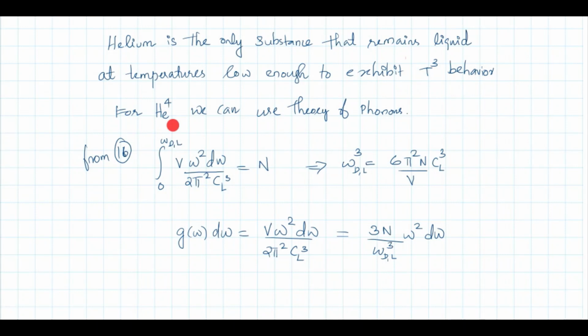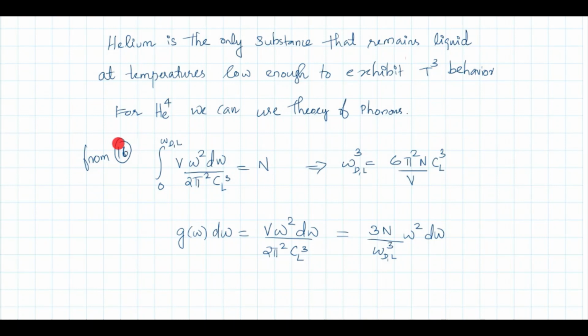And if you are considering He4, we can use the theory of phonons. Whereas if you are considering He3, that is a fermion, so we have to apply Fermi-Dirac statistics. But for He4, we can use the theory of phonons, that is, particles which obey Bose-Einstein statistics.